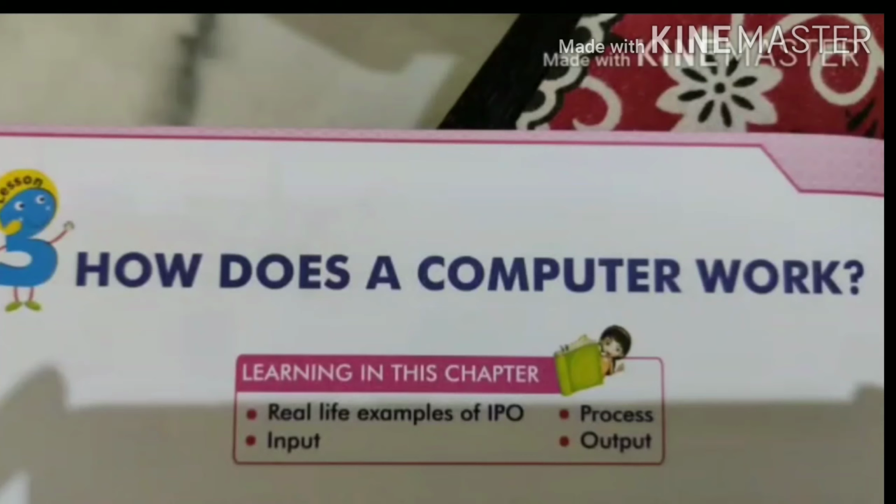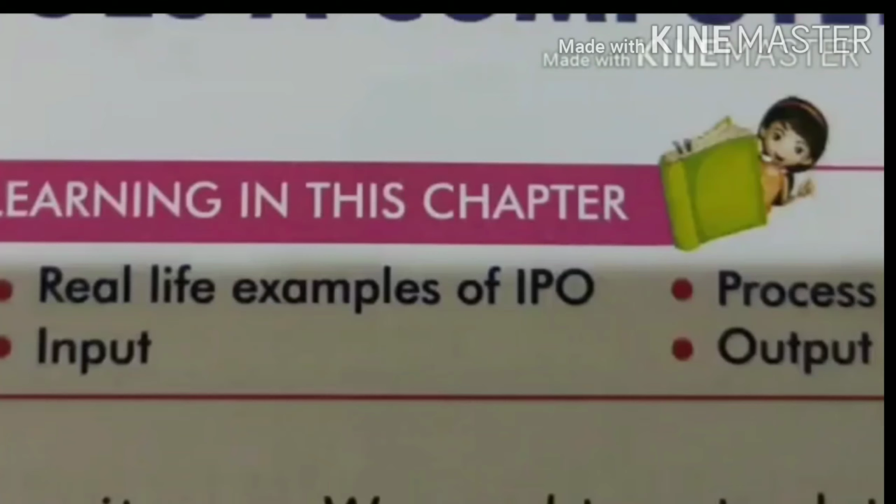Today I am going to teach you chapter 3 of computer, that is, how does a computer work? Children, under this chapter we are going to learn real life examples of IPO. What is IPO? That is input, process and output. Now what is input, process and output? I will explain it to you in the chapter.